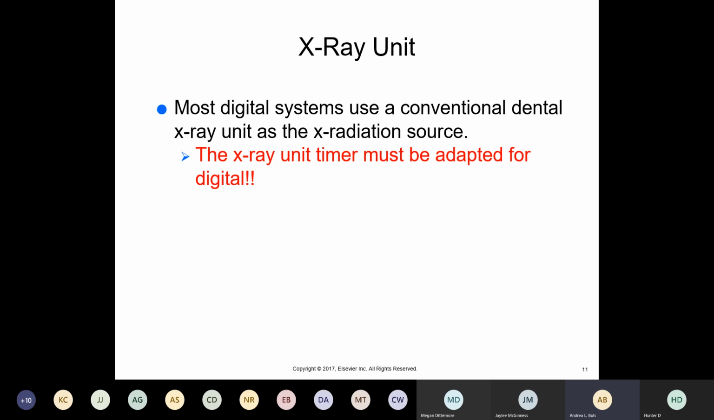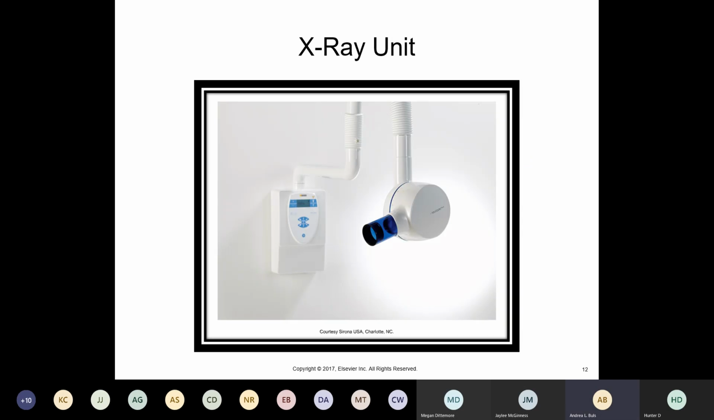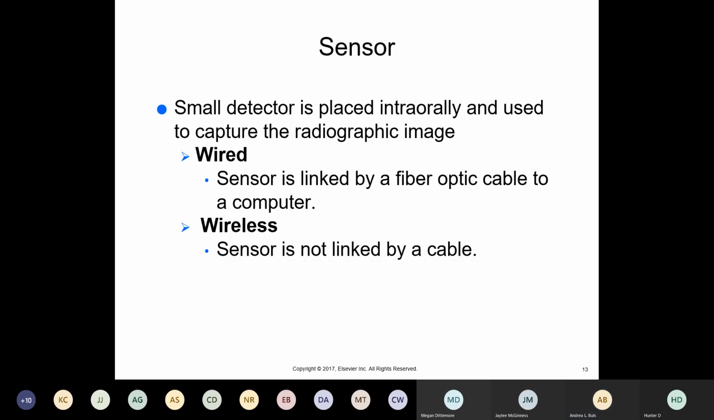So you always want to make sure in that room, the other ones are already set for digital, but that room in particular, you have to make sure that you change that to digital. And you guys have seen this picture lots. That's just an X-ray unit, a wall unit.